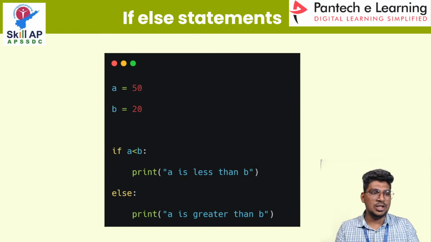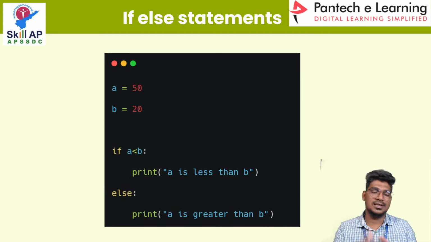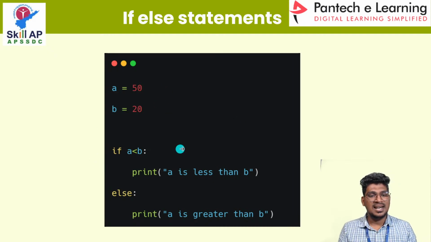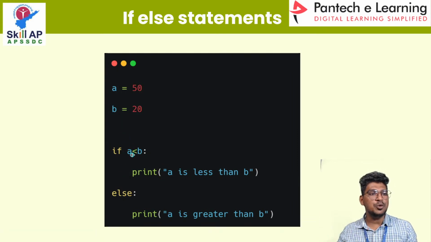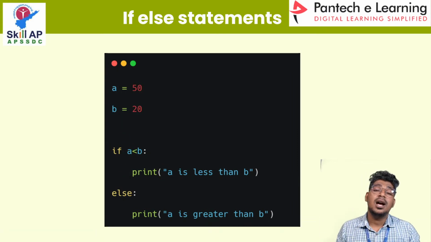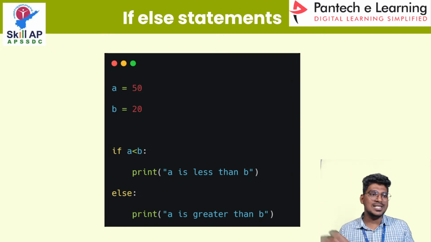Okay, to continue this particular class. Okay, fine. A is equal to 50 and B is equal to 20. Here, is the condition true or false? Of course it will be false. That means this block is not going to be executed. Then if the condition is false, where does it move? The else block is going to be executed. Can you understand what I'm saying? Hope you guys understood this particular concept.